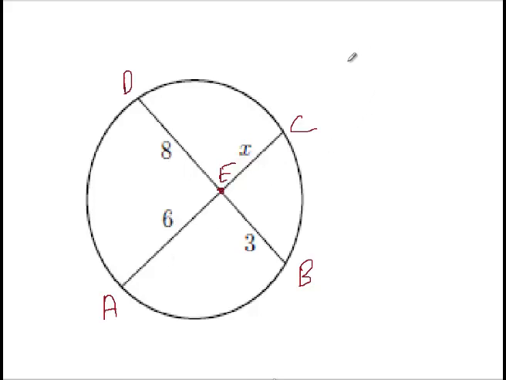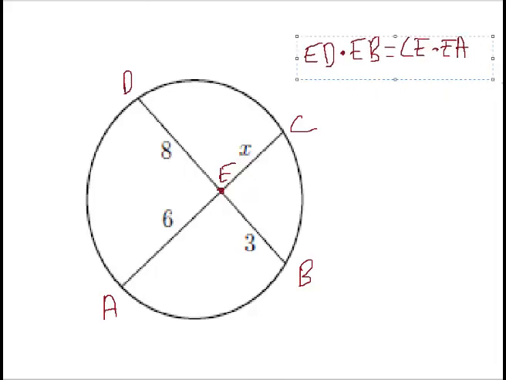So essentially, ED times EB is equal to CE times EA. Let me move this over a little bit so you can actually see the whole thing. Because the segments of each line, this is true for all chords. As long as you have two chords that are in the same circle, and you measure the distance from the end of the circle, this kind of proportion works.